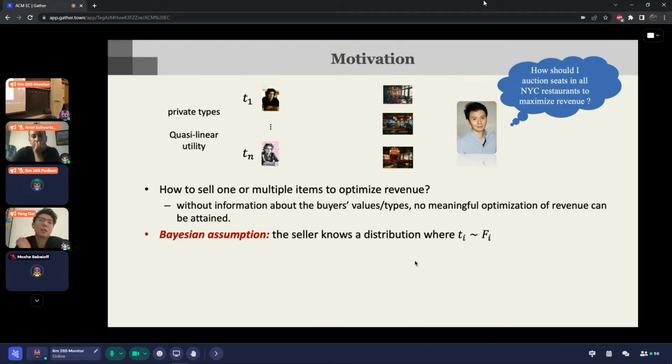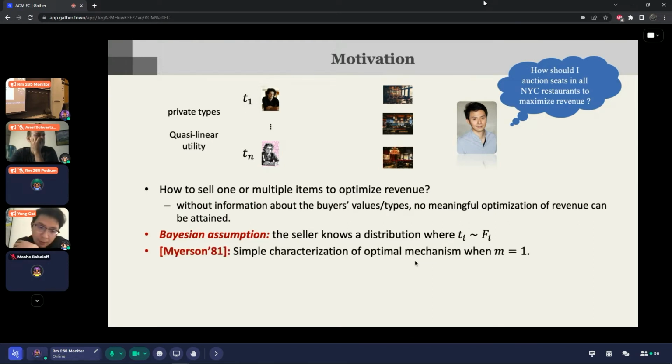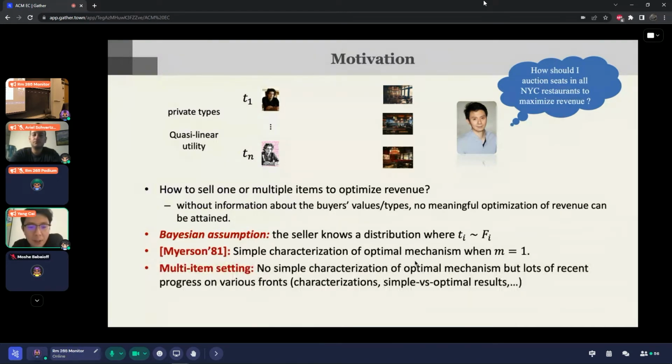So the classical theory makes the following assumption, that the seller knows a distribution from which these types are drawn. Under this assumption, Myerson showed that there's a very simple and elegant characterization of the optimal mechanism if we're only selling one item. If we are selling multiple items, the problem is much more complicated, and we just heard a great talk about this. There's no simple characterization of the optimal mechanism, but there has been a lot of recent progress on various fronts.